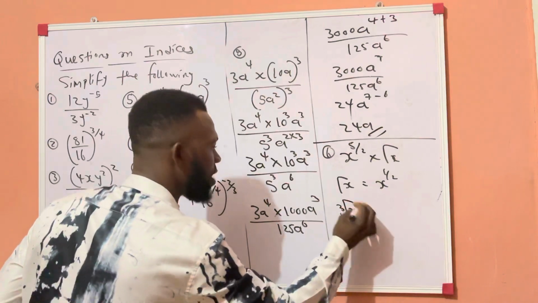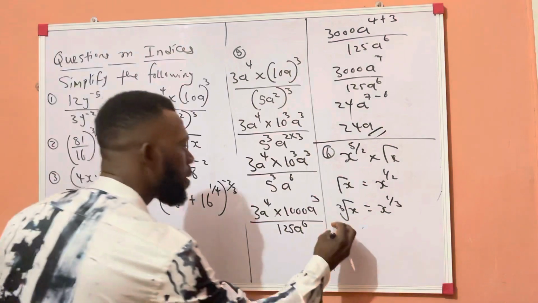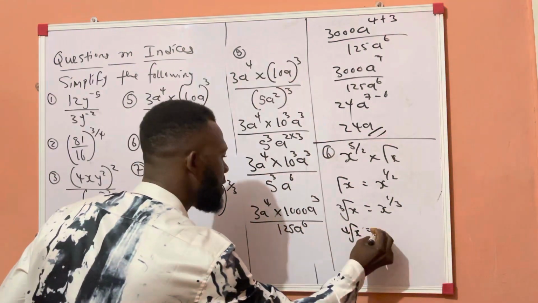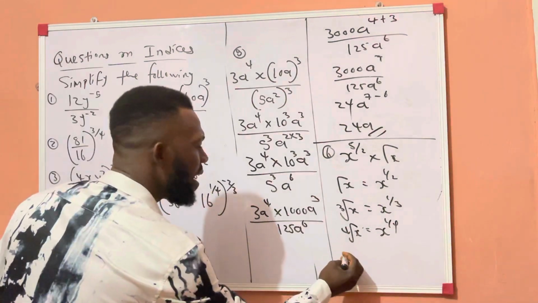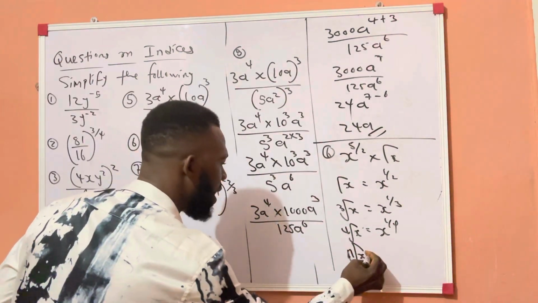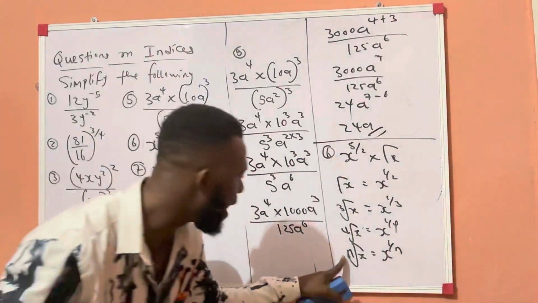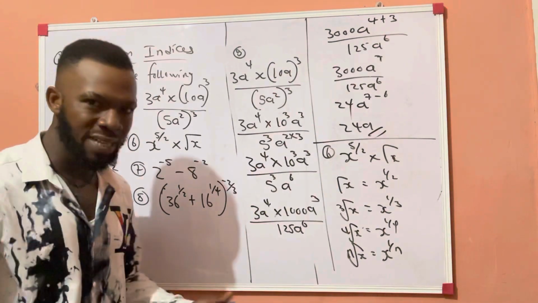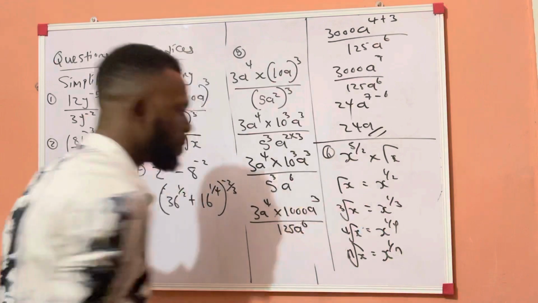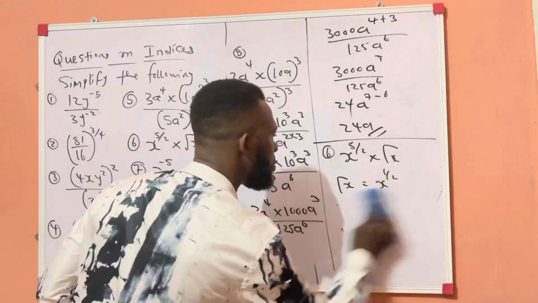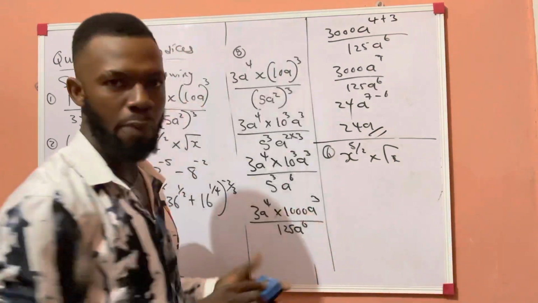I want to bring something out. Cube root of x is the same thing as x raised to the power 1 over 3. Fourth root of x is the same thing as x raised to the power 1 over 4. Therefore, the nth root of x becomes x raised to the power of 1 over n, where n is a positive integer. It can take any number that is positive. So you see now that if you follow this pattern, you will get this. Anywhere I see root x, what will I put there now? x raised to the power of 1 over 2.